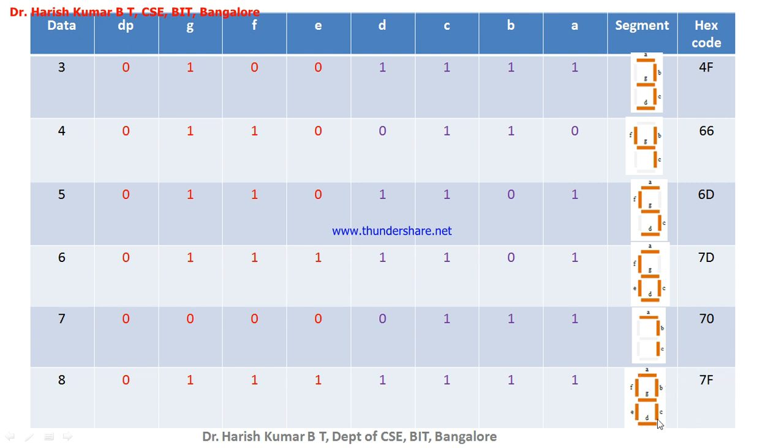You can observe here, for 8 all the 7 segments must be glowing except this DP. So DP is 0, and the rest are all glowing. This is nothing but 7. So 0 1 1 1 is 7, and 1 1 1 1 is F.